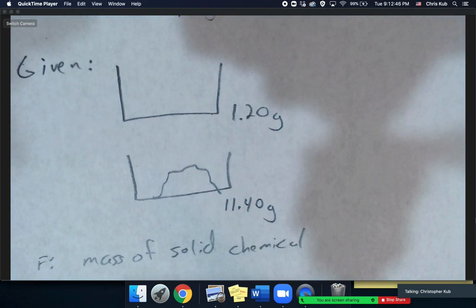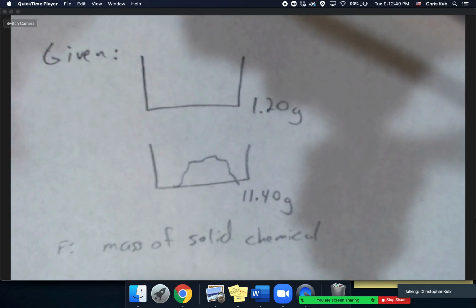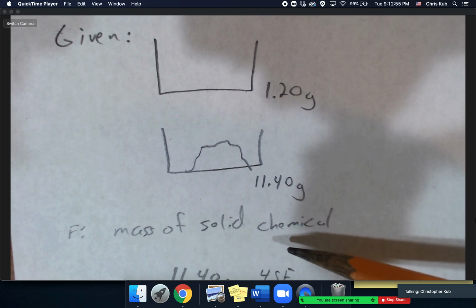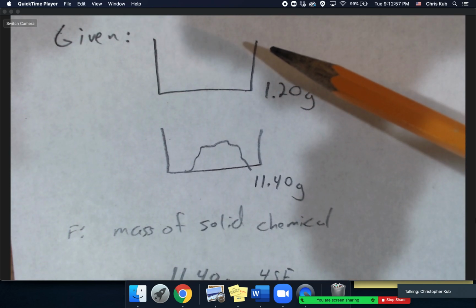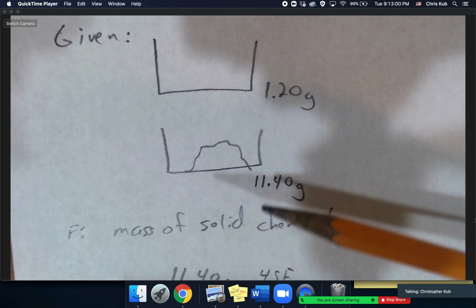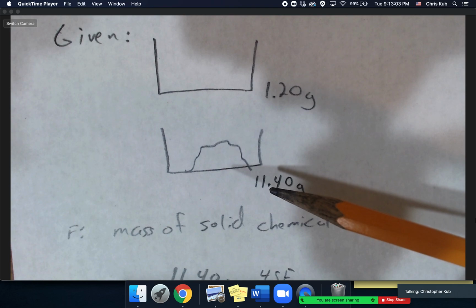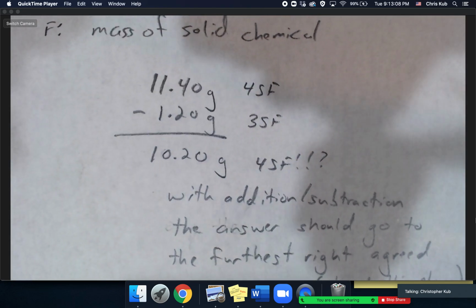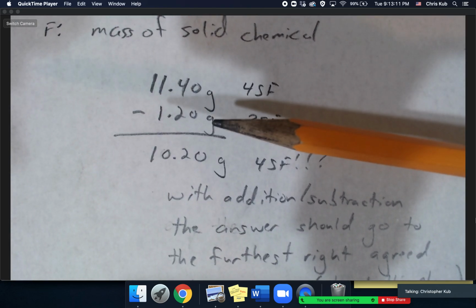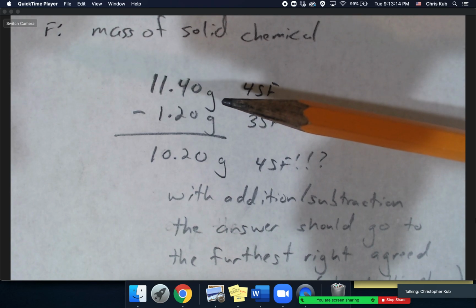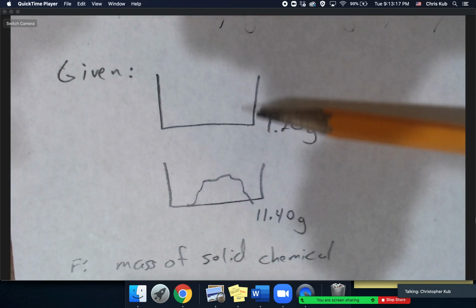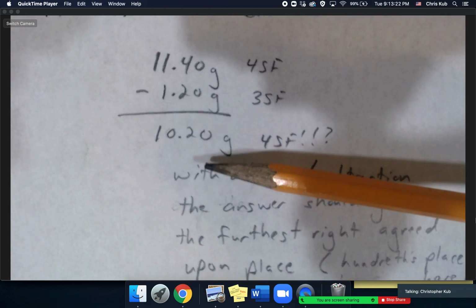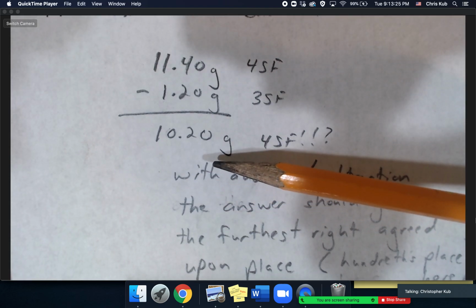So just one final brief topic. Let's say that you were wanting to find the mass of some solid chemical, knowing that the container it was in had a mass of 1.20 grams, and with the container, the mass of that solid chemical was 11.40 grams. Determine the mass of that solid chemical. Well, you can do that by subtraction, right? So, the difference between the mass of this and the mass of all this is just the mass of that solid chemical. So your calculator says the mass is 10.20 grams.